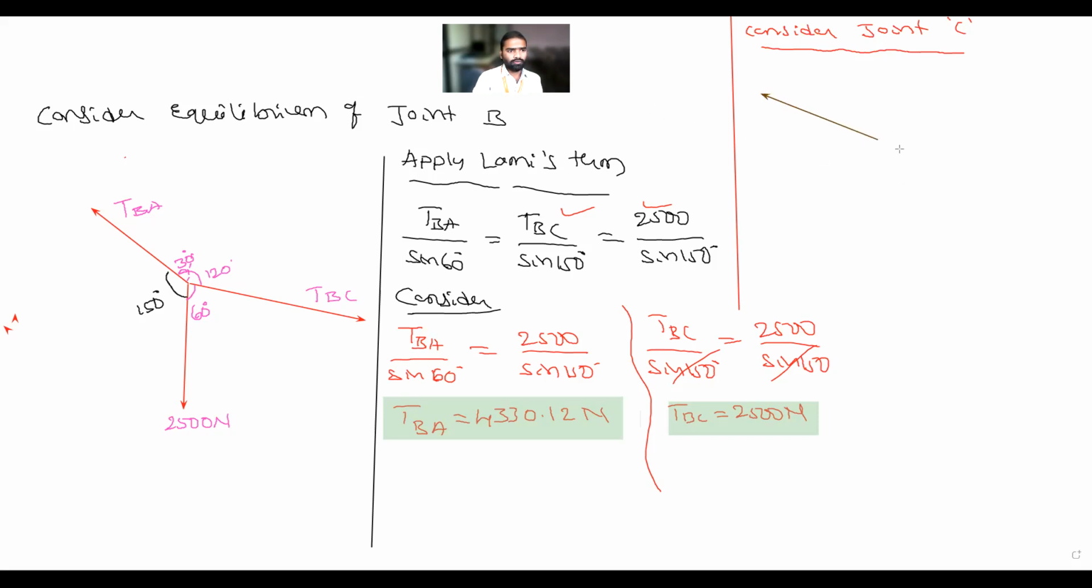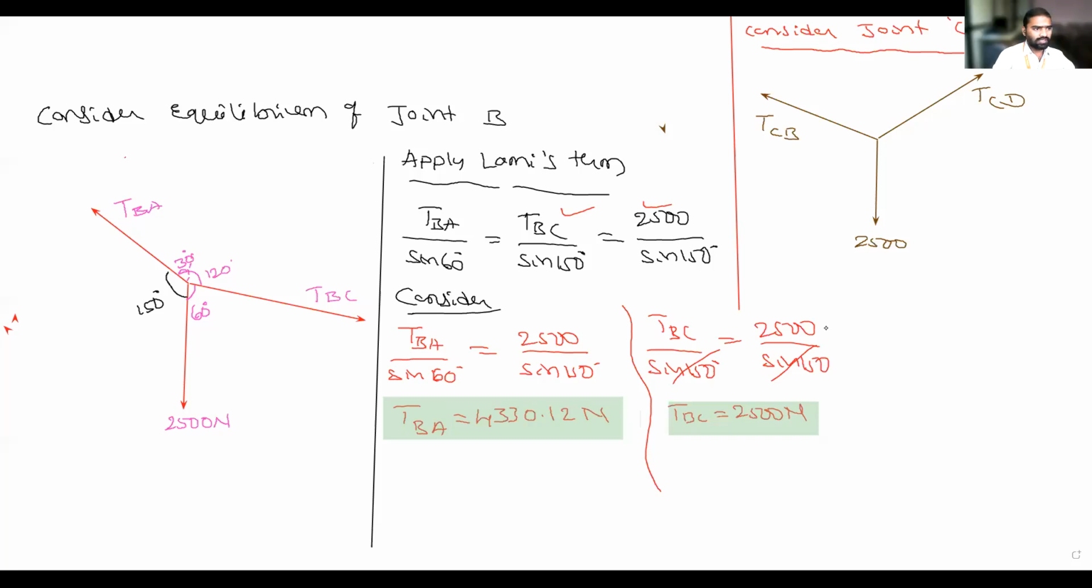Next, weight is acting in the downward direction. Next, there is a tension force in member CD. So these are the members. This is tension in the member CB; CB and BC are both the same. This is tension in the member CD. Weight is acting downward, 2500.